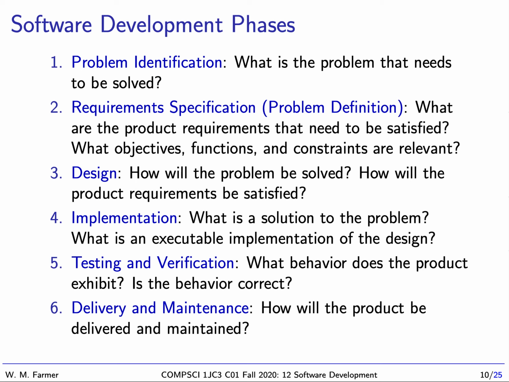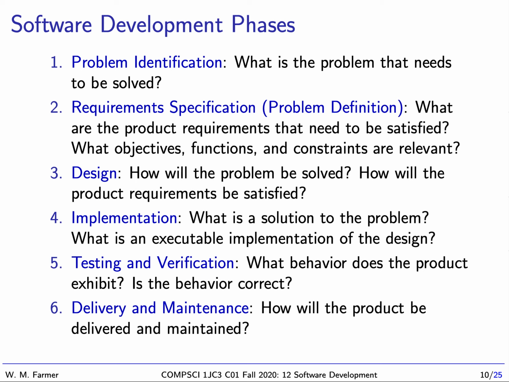The first is problem identification. This is a phase where we try to answer the question, what is the problem that needs to be solved? The second phase is requirement specification. Sometimes this is called problem definition. What are the product requirements that need to be satisfied? What objectives, functions, and constraints are relevant? So basically, it's a presentation in the form of a specification of what the problem is, what we need to solve. And this is given using product requirements.